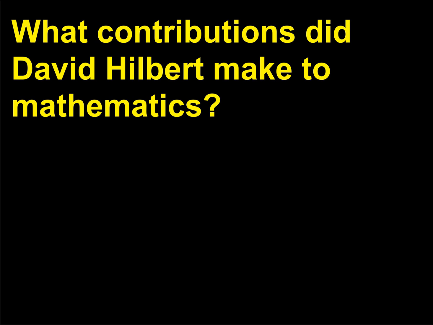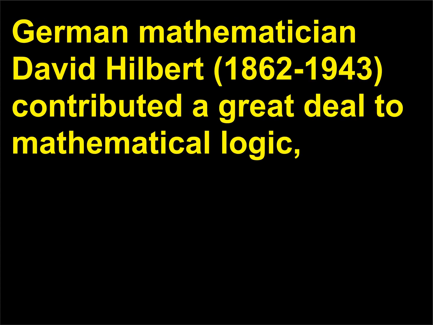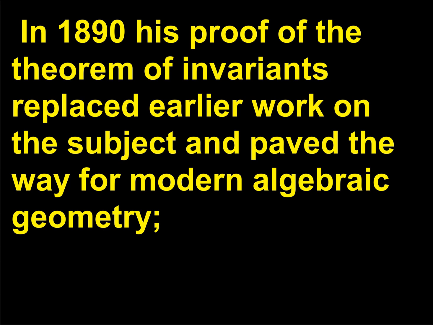What contributions did David Hilbert make to mathematics? German mathematician David Hilbert, 1862 to 1943, contributed a great deal to mathematical logic, as well as mathematics in general. In 1890, his proof of the theorem of invariance replaced earlier work on the subject and paved the way for modern algebraic geometry.